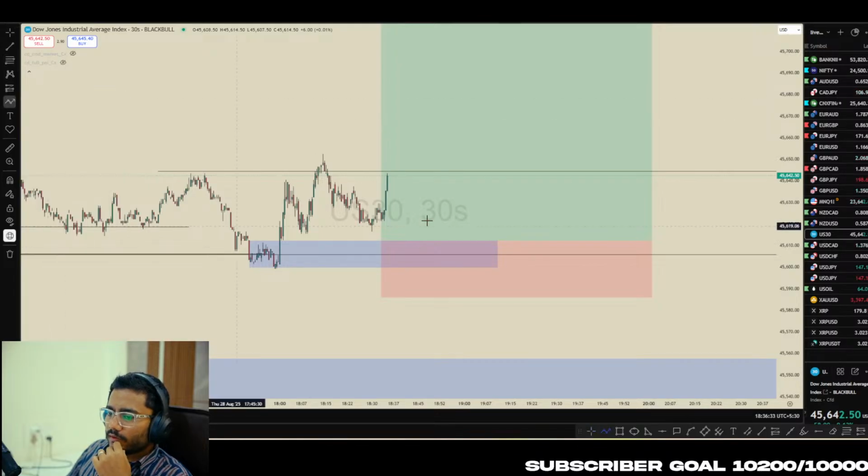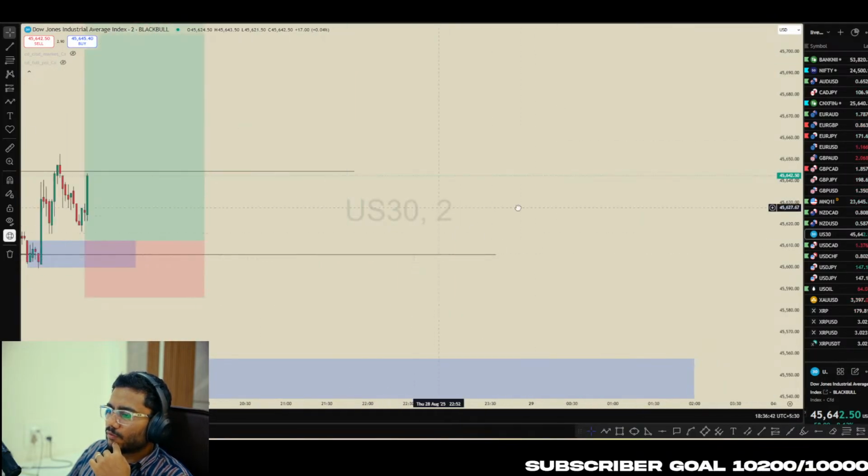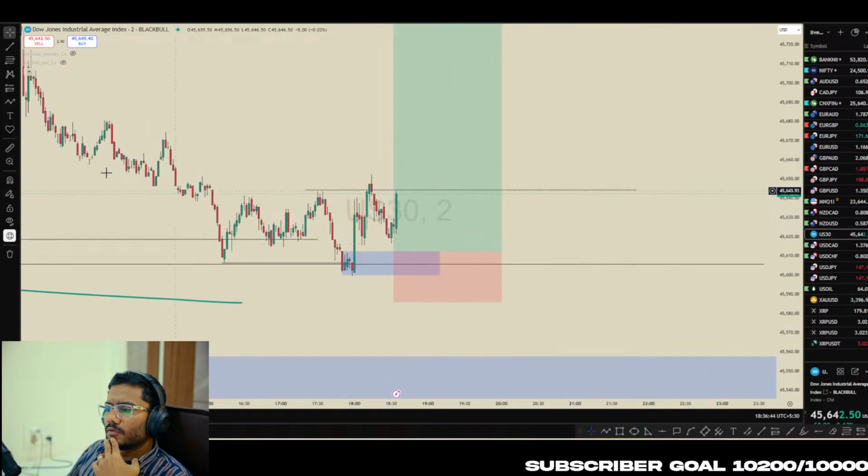Let's wait for the session to open. I think when the market starts, it can tap and continue sweeping this liquidity. Or we can look for new. So if this breaks and creates new structure, then we can look for price to retest and continue. Something like this should happen.